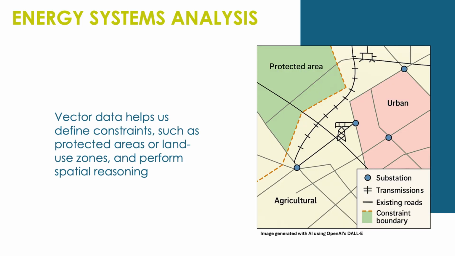In energy system analysis, vector data helps us define constraints, such as protected areas and land-use zones, and perform spatial reasoning. How far is this site from the nearest substation? Is it inside an industrial area? Can it be accessed via existing roads?